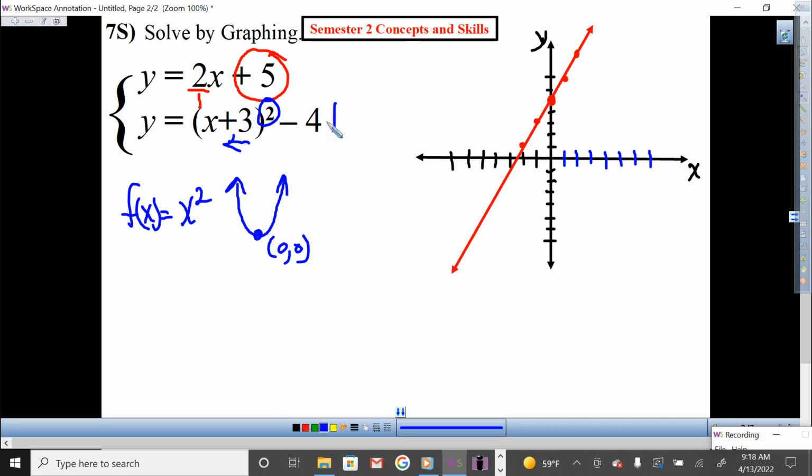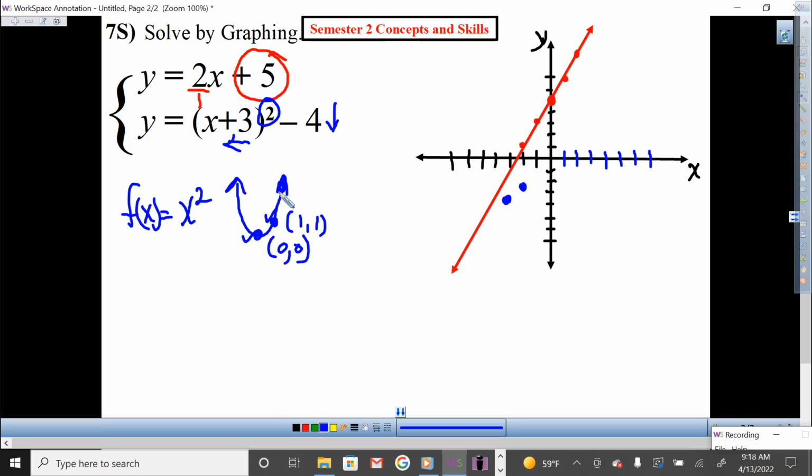Three to the left and 4 down. So I'm going to go from here. I'm going to go 1, 2, 3, 1, 2, 3, 4. There it is. So I'm done with this point. What is the next point on the parent function? (1, 1). So I'm going to go to (1, 1). (1, 1) is right there. There's my invisible point, and again I'm going to move it 3 to the left and 4 down. 1, 2, 3, 1, 2, 3, 4. I'm done with this point.